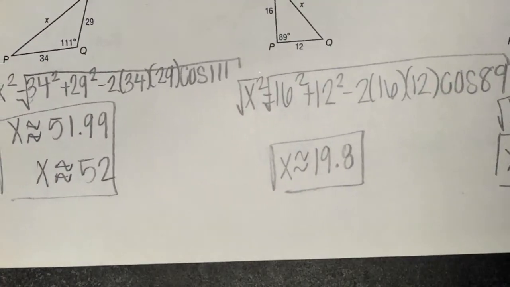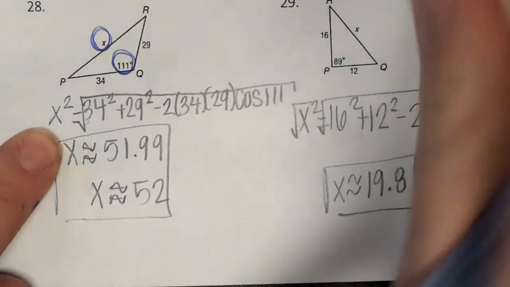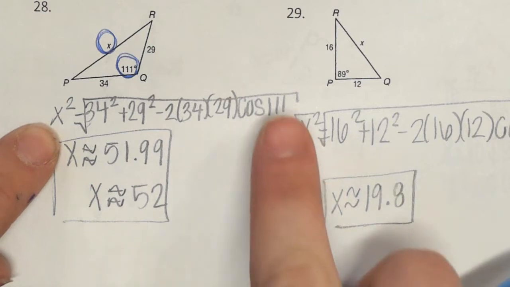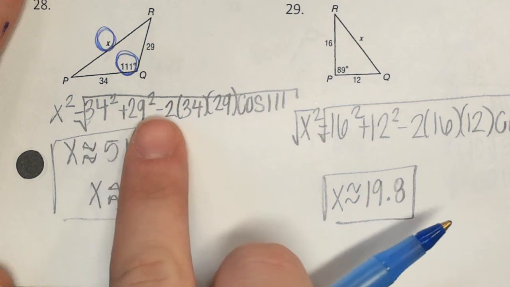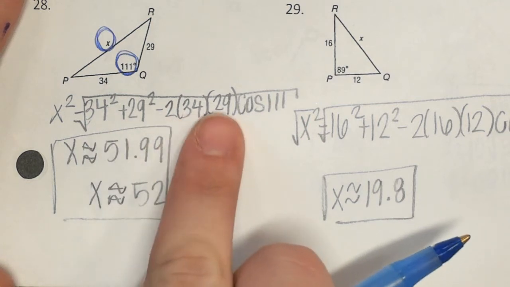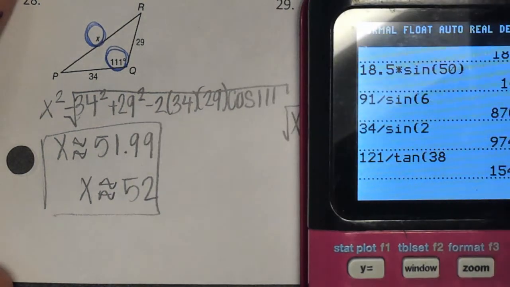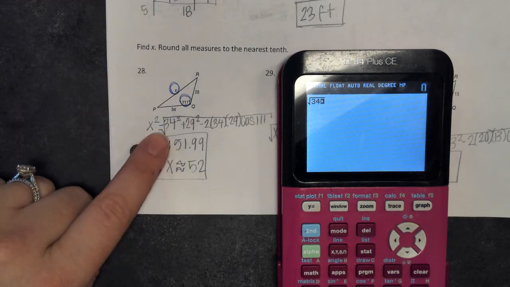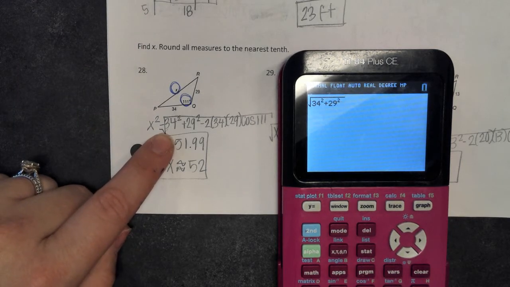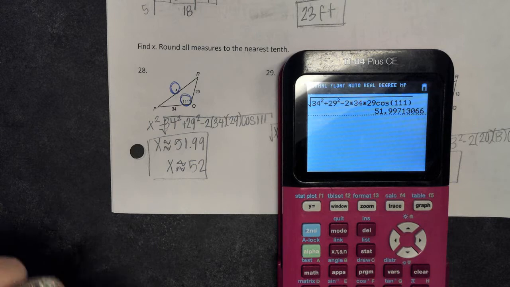So 28, remember, the side and the angle that go together should be on the very ends. So x is here and the 111 is here. The other two sides go here. Minus 2 is your formula. Side, cosine of 111. In this case, you can plug all of this into your calculator at once, like this: square root, 34 squared plus 29 squared minus 2, 34, 29 cosine of 111. And I rounded it to 52.